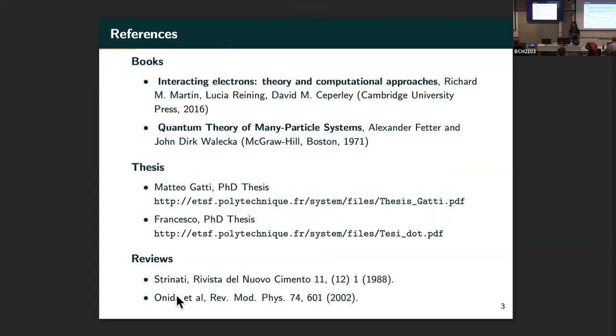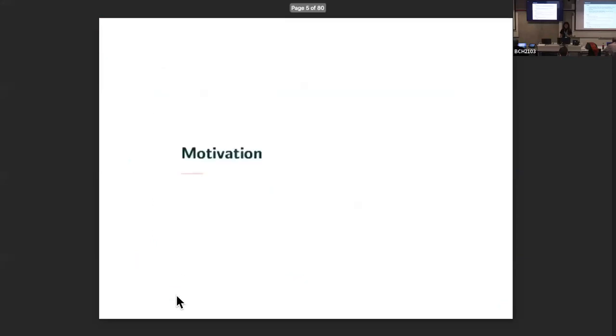And some references that I used to put together this talk are in particular two very interesting books, Interacting Electrons, and Quantum Theory of Many-Particle Systems. And of course, there is the thesis from the group, in particular of Matteo Gatti and Francesco. You can find the thesis on the website of the group. Here is the link in case you would like to take a look. And there are also some very interesting reviews that don't go very deep. The first one covers most of the points that I will present, but these are complementary also if you want to take a look.